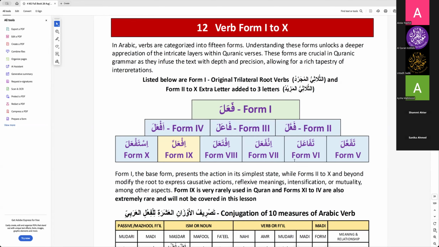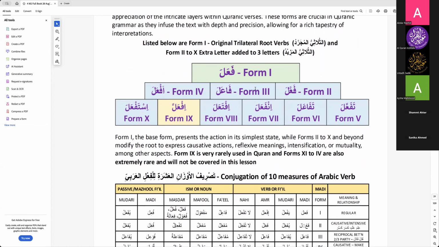From 2 to 10, extra letters are added to the original trilateral root verbs listed below. As-sulasi al-mujarrad, which is the trilateral word, and as-sulasi al-mazid, which has extra letters. I'm sure most of you have already read the PDF before you come to class, and you probably have seen or watched the YouTube video. It will help you when I explain these lessons, inshallah.